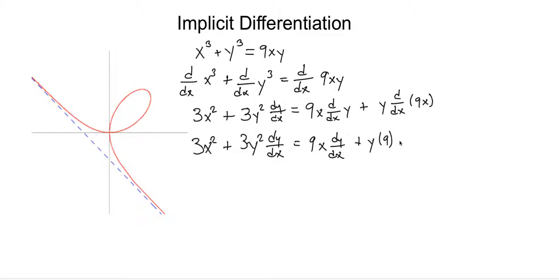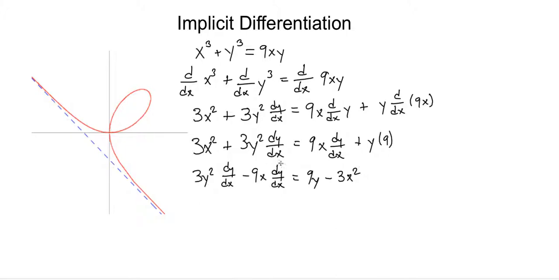So our next step, we've taken the derivative of both sides now, we need to collect all of our dy/dx terms together. I'm going to put those all on the left. I'm going to move the 3x squared over to the right. So that means that we have 3y squared dy/dx minus 9x dy/dx is equal to 9y minus 3x squared.